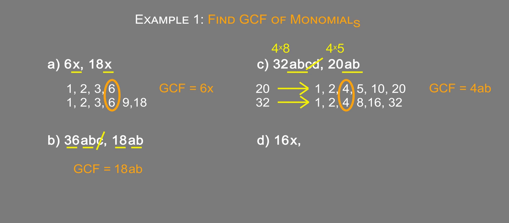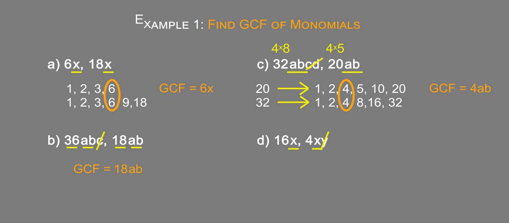Now with 16x and 4xy, we should see that it shares x, it does not share y. And then with 16 and 4, 4 times 4 is 16, so we know that the greatest common factor of the coefficients is going to be 4. And therefore, our greatest common factor is just 4x.